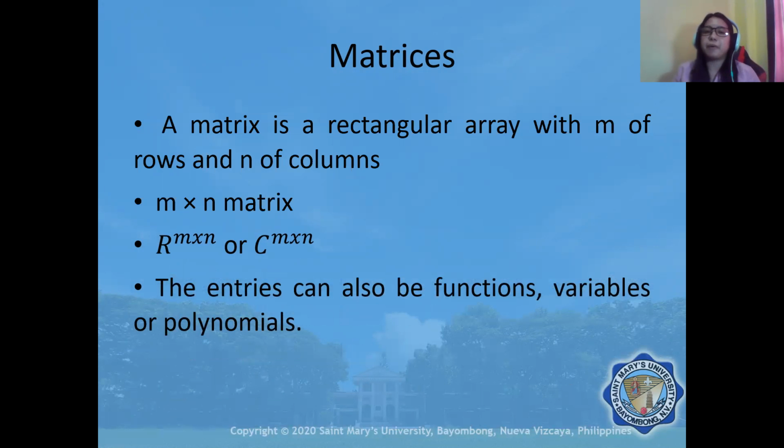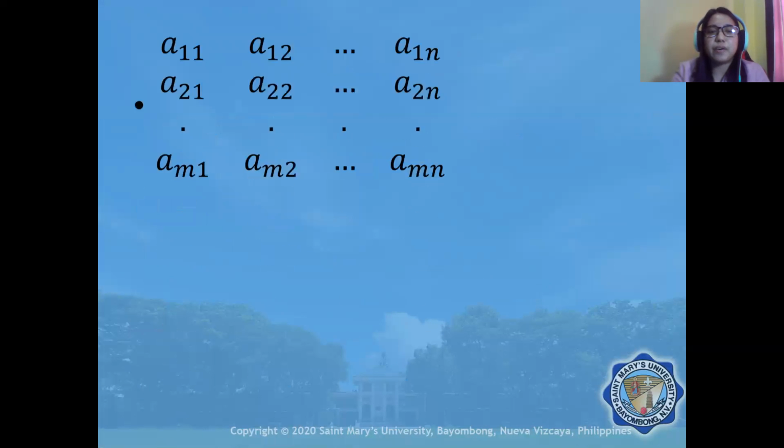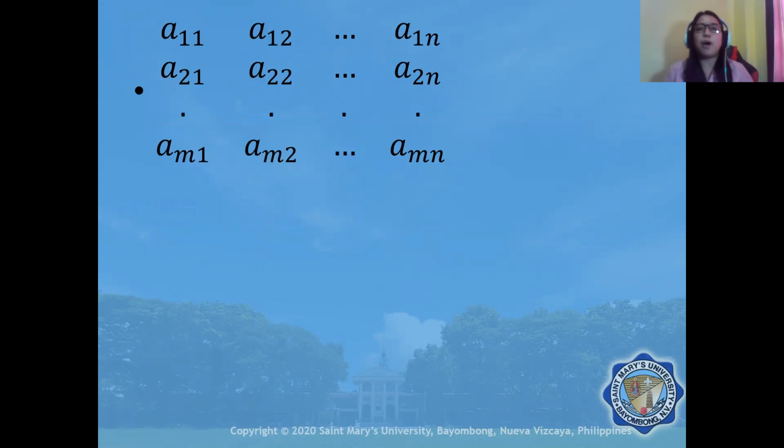Aside from real numbers or complex numbers, other entries can also be functions, variables, or polynomials. And we can use the capital letters of the alphabet A, B, C, D to name our matrix. So we can call matrix A, matrix B, matrix C, and others. Here is an example of how our matrix looks like. For instance, this is matrix A.